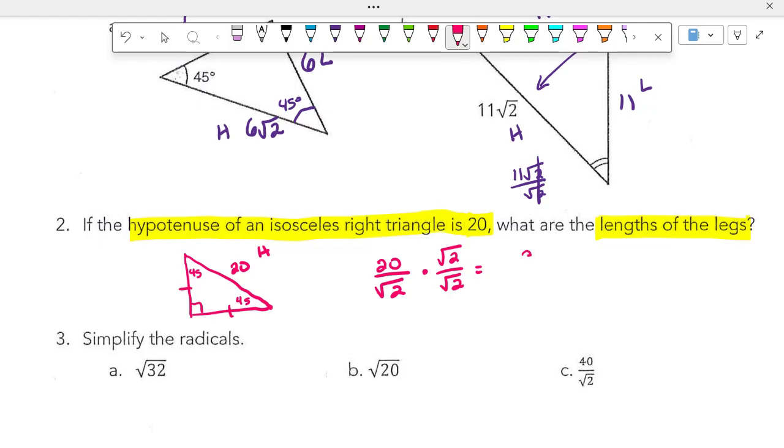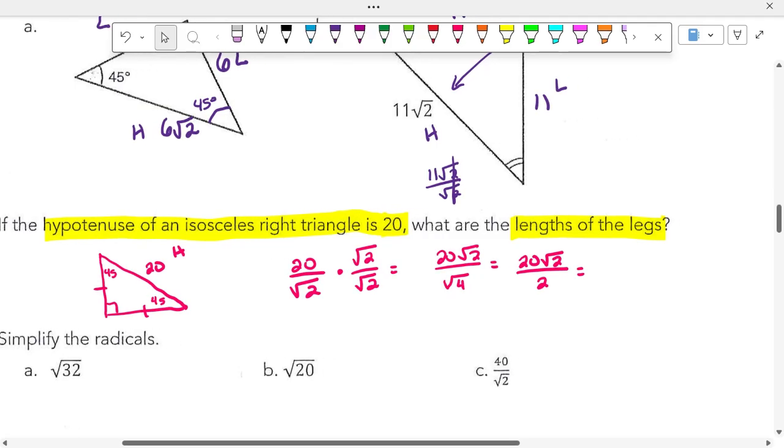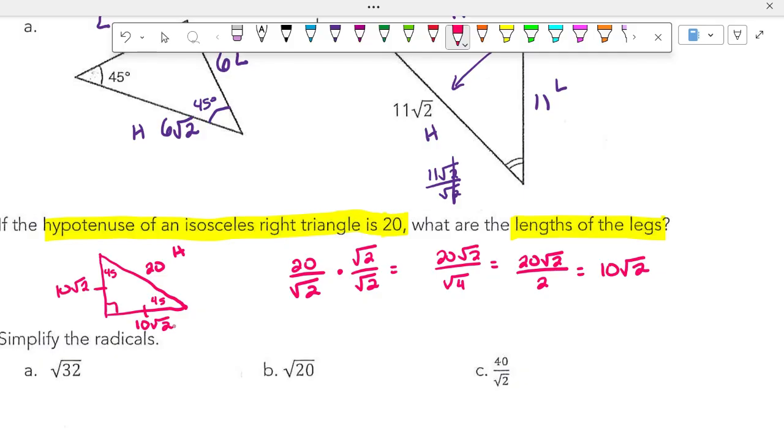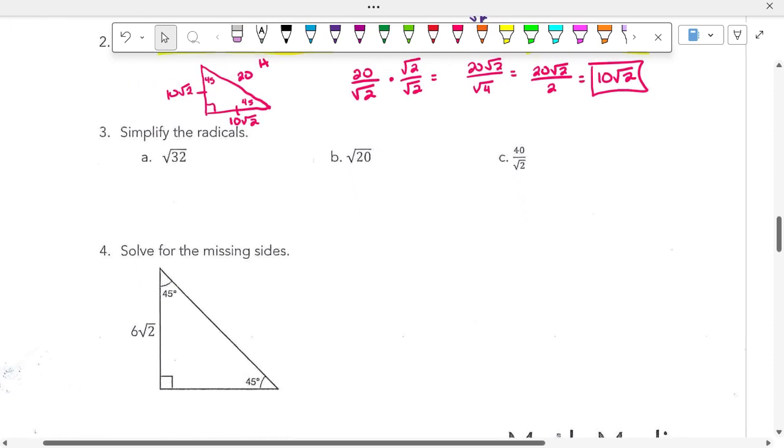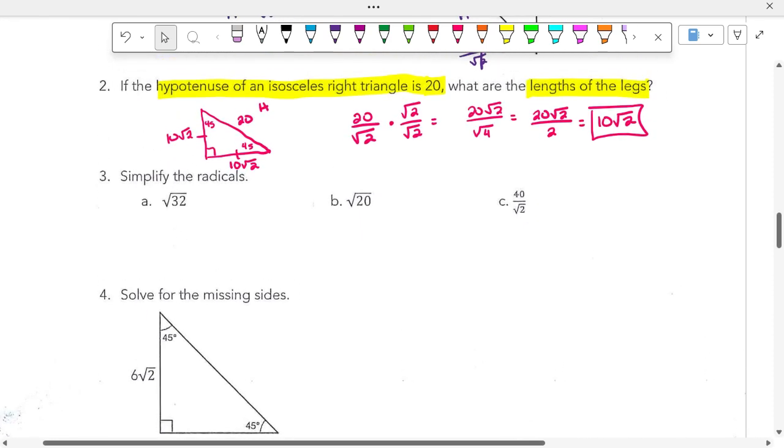So if I multiply it across, I have 20 square root of 2 over the square root of 2 times 2, which is 4. So this is 20 square root of 2 over what? 2. So this will be what? 10 square root of 2. Good. So both of these would be 10 square root of 2. All right.